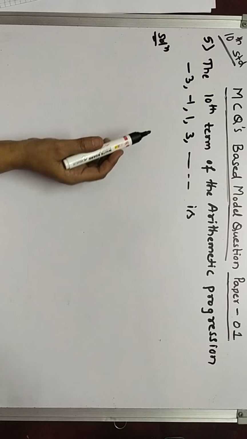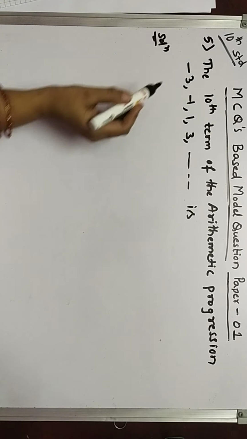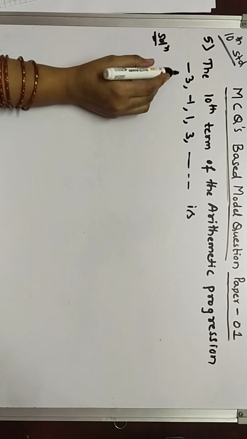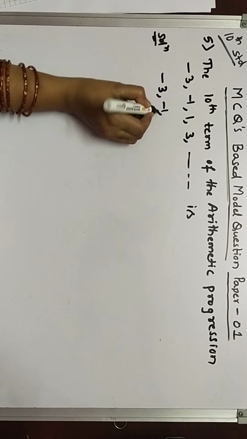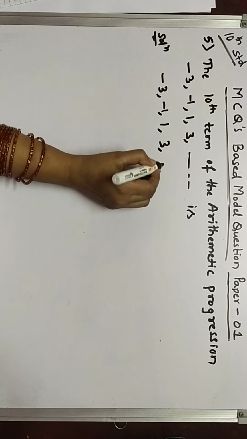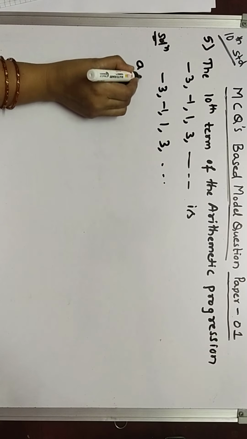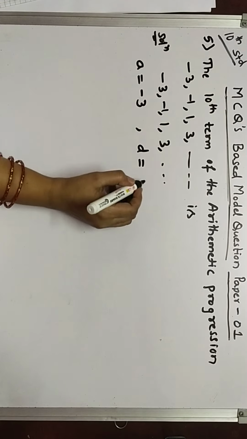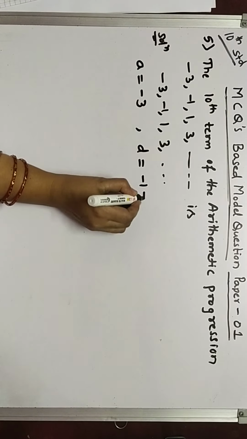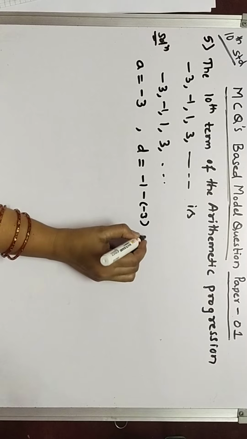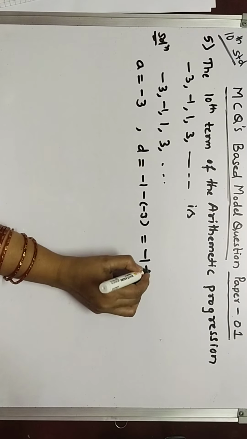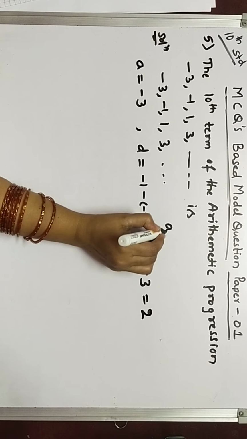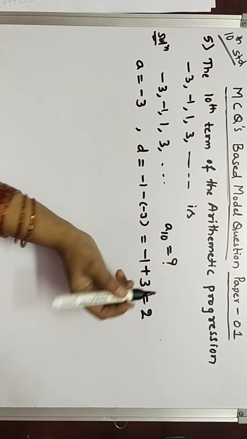Fifth question, the 10th term of the arithmetic progression -3, -1, 1, 3 is. So the progression is -3, -1, 1, 3, etc. So the first term is -3. Then the common difference is -1 minus of -3 is equal to -1 plus 3 is equal to +2. But they have asked a10, the 10th term is question mark.